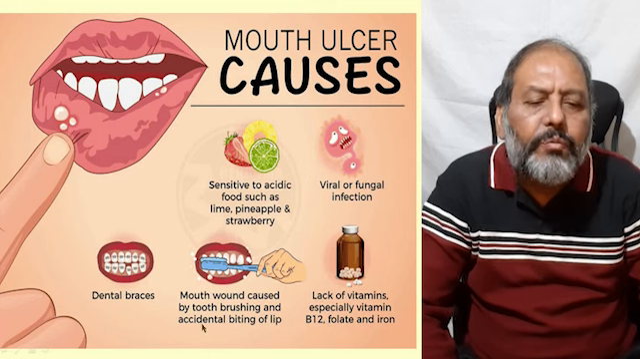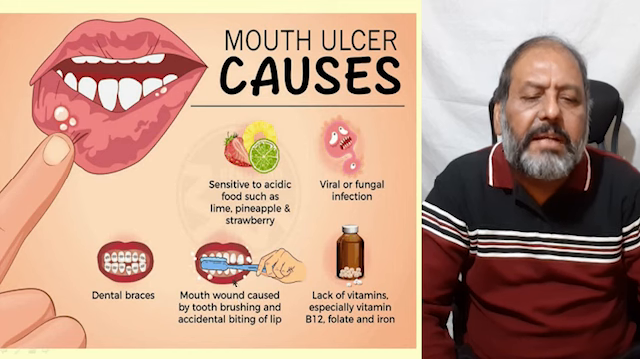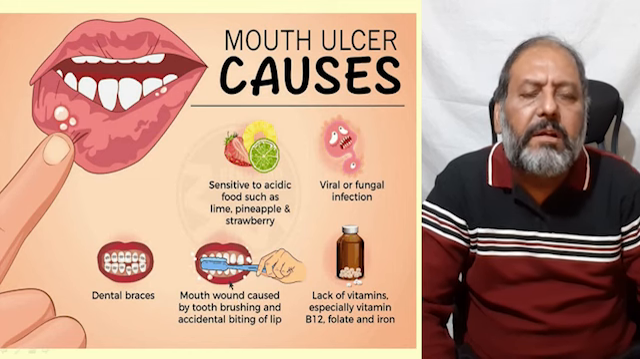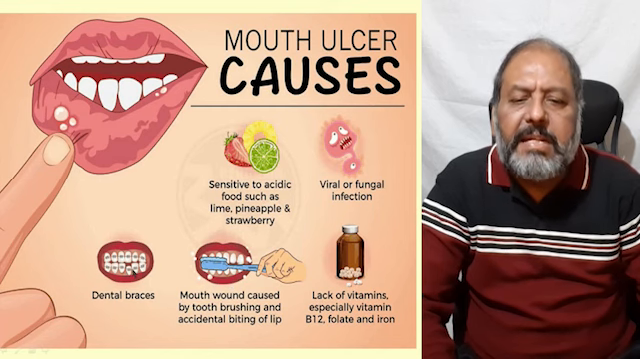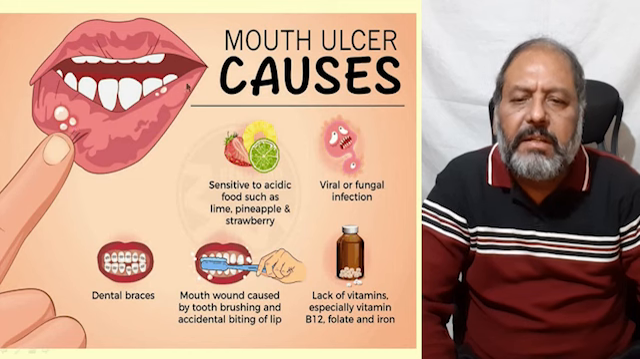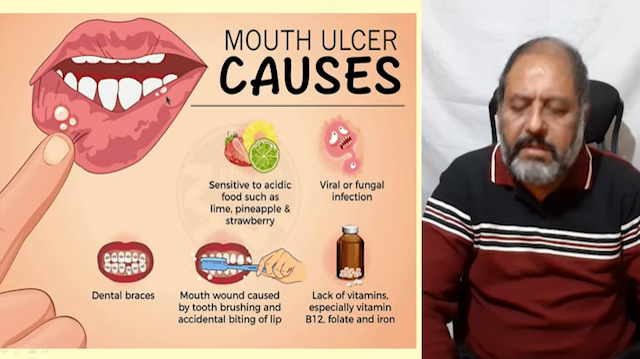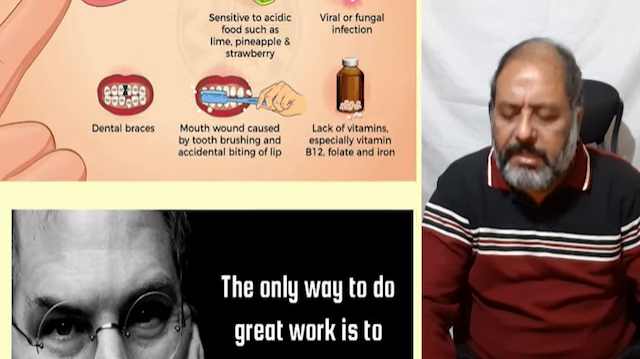Then mouth wounds caused by toothbrushing and accidental biting of the lip when one has got local anesthesia while having some dental work. Then dental braces are also causing mouth ulcer, as one can see here and here, because of the rubbing with the teeth, sharp edges, and other problems in the teeth.